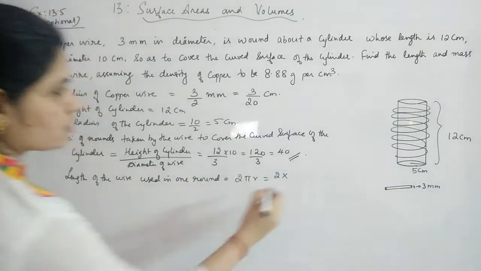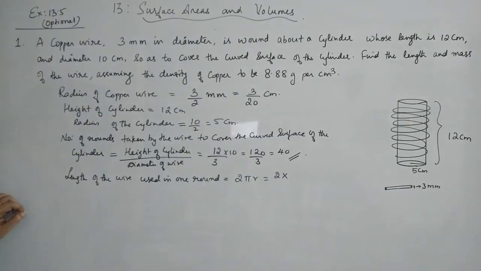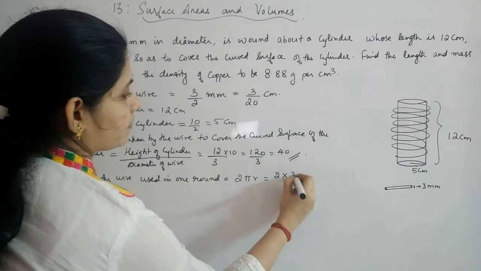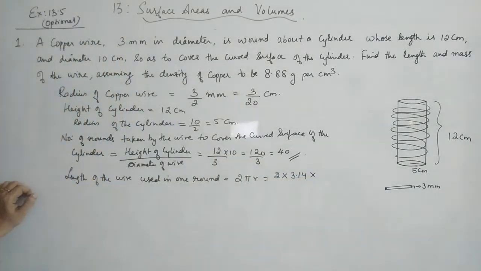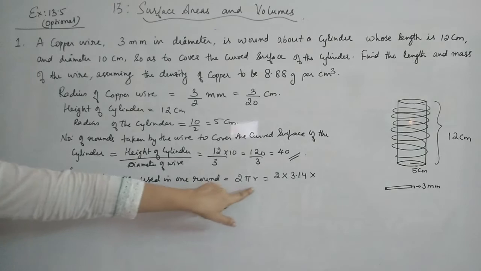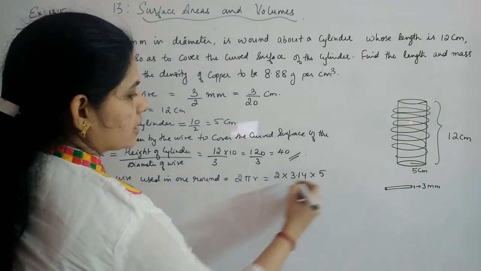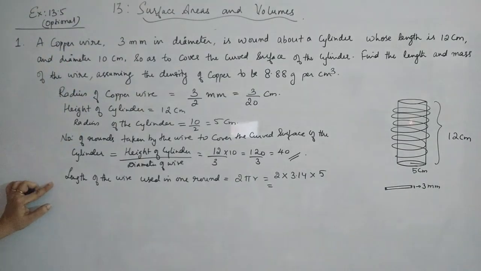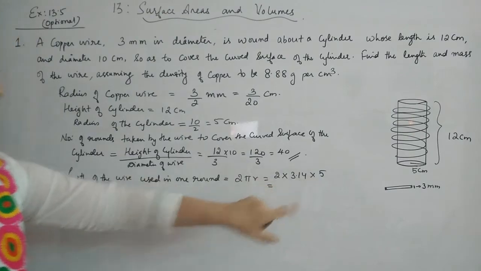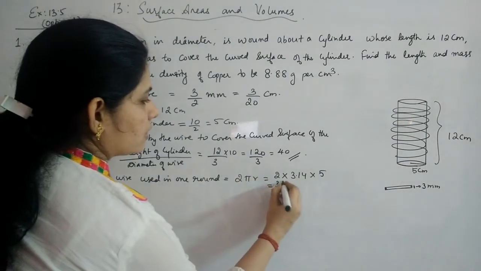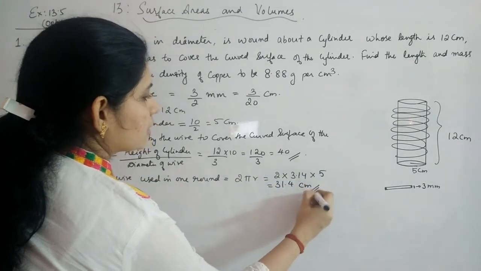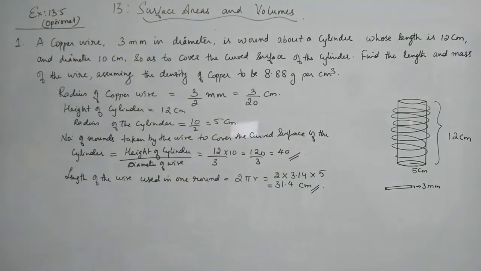So 2 into pi, you can take as 3.14, into r, the radius of the cylinder, which is 5 centimeters. So 2 into 5 is 10, and you are getting the length of the wire as 31.4. 31.4 centimeters will be the length of the wire used in one round.